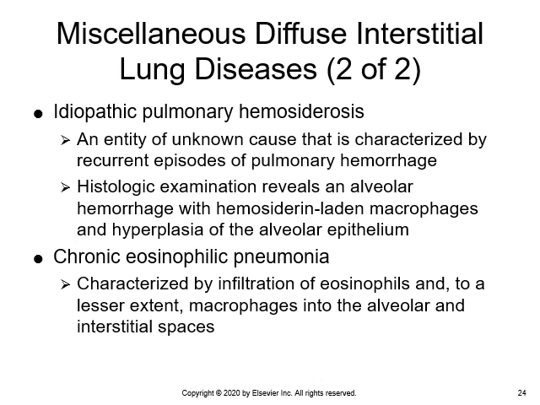Idiopathic pulmonary hemosiderosis is an entity of unknown cause that is characterized by recurrent episodes of pulmonary hemorrhage similar to that seen in Goodpasture syndrome. Histologic examination reveals alveolar hemorrhage with hemosiderin-laden macrophages and hyperplasia of the alveolar epithelium. Unlike in Goodpasture syndrome, however, there is no evidence of circulating anti-GBM antibodies attacking the alveoli, or GBMs, and this disorder is not associated with renal disease.